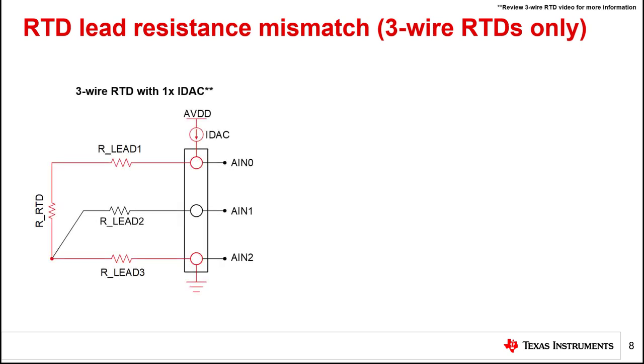As an example, a 3-wire RTD using one IDAC is shown on the left. Note that this same analysis applies to 3-wire RTDs using 2 IDACs, though the resulting equations might be slightly different. Moreover, 3-wire RTD systems using 2 IDACs require consideration of IDAC mismatch, which is not discussed in this presentation. Instead, review the Precision Labs module on challenges with 3-wire RTD systems for more information about how these circuits behave and how any equations are derived.